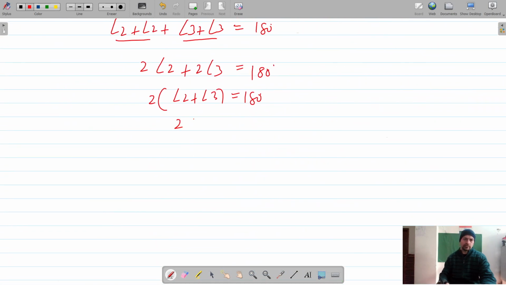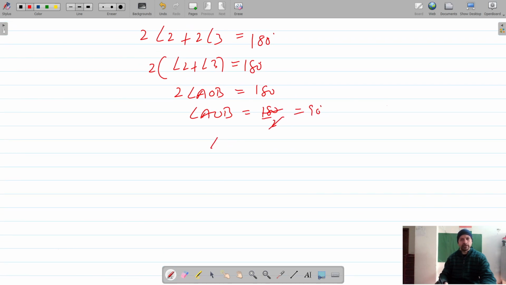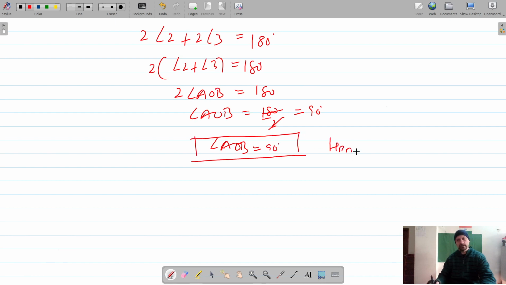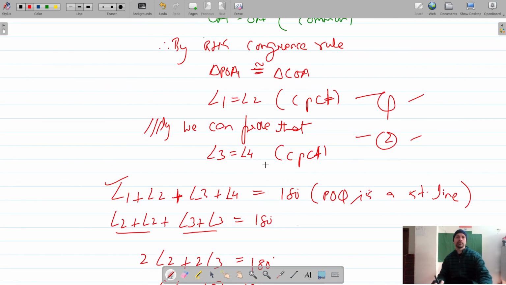So that means 2 times angle AOB is, sorry, it's not 90 degrees, it's 180 degrees now. And now dividing by 2 gives us 90 degrees, and that's exactly what we need. So angle AOB is 90 degrees, and hence we have proved this.